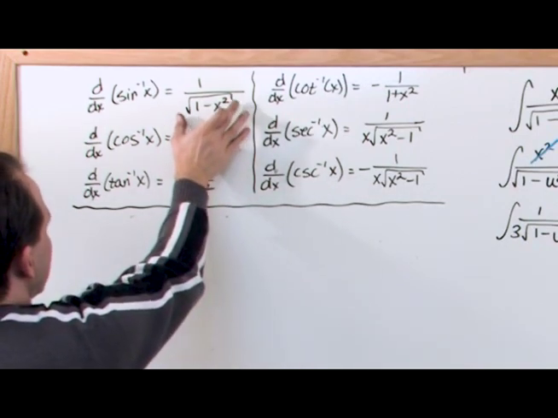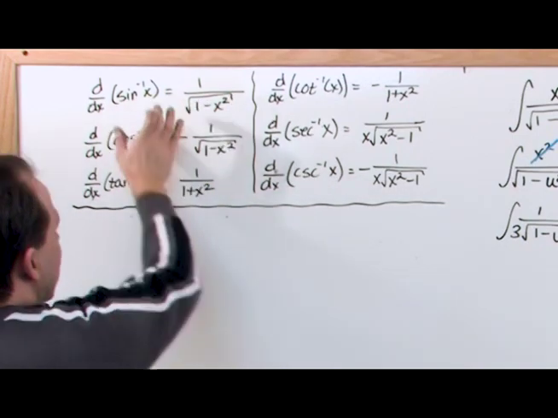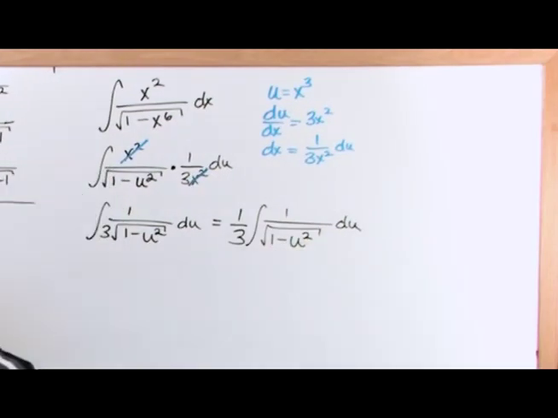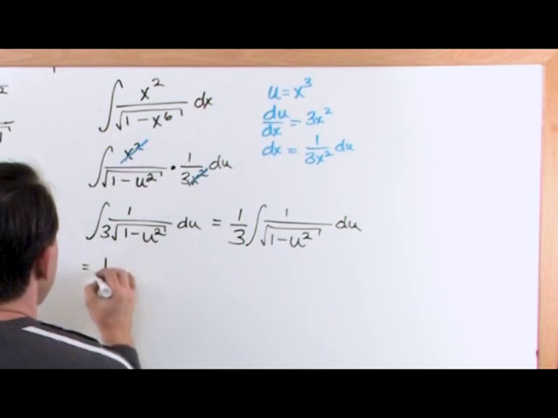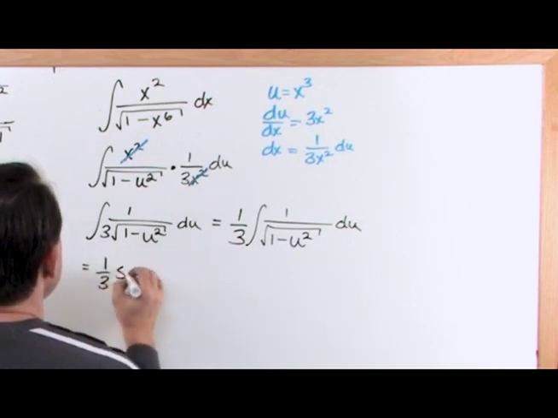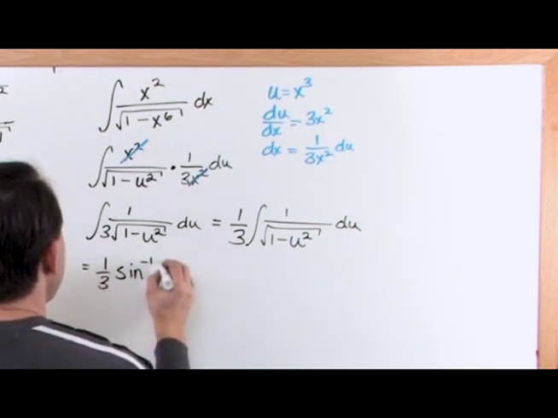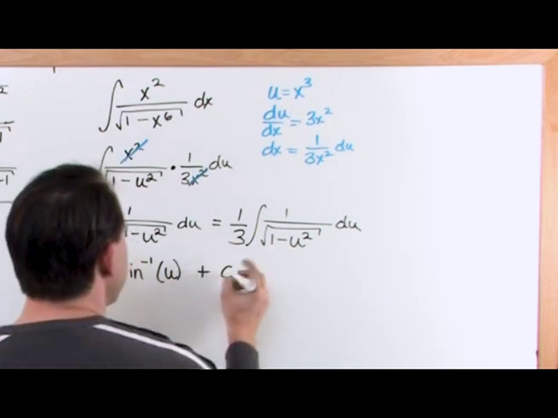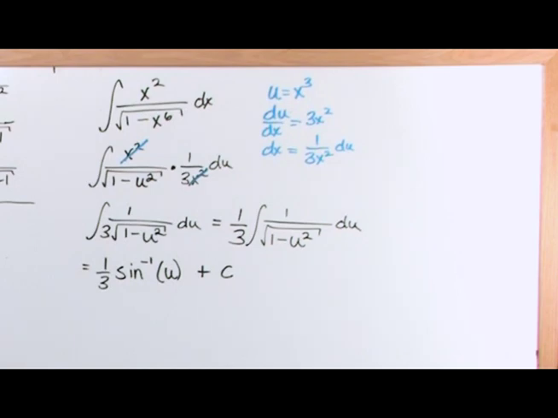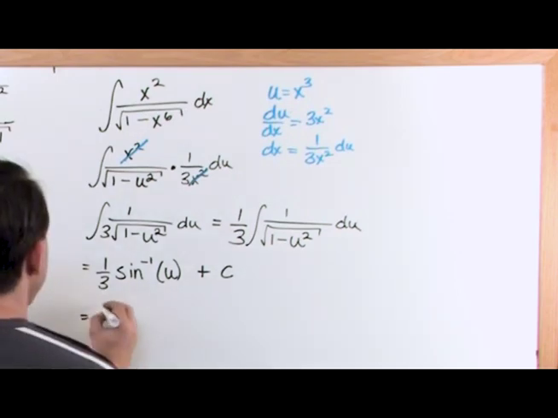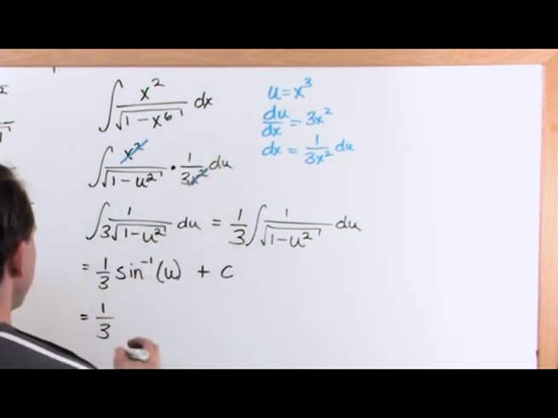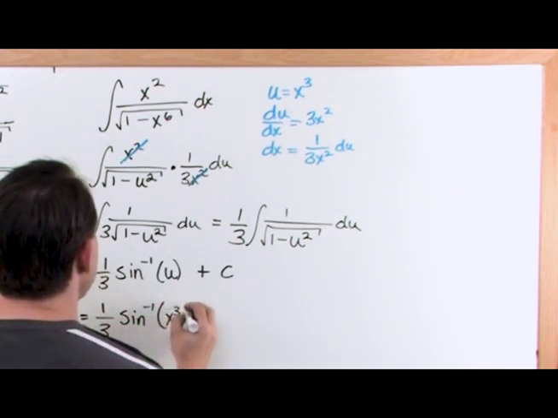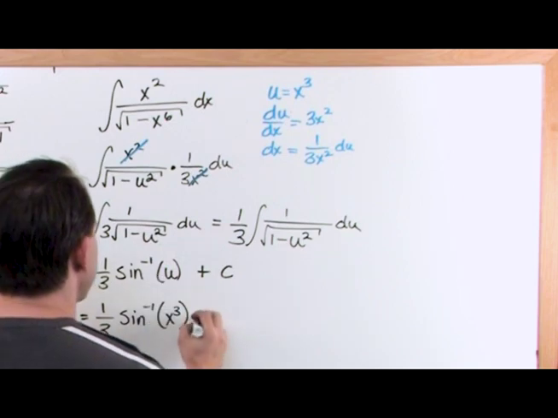Integral of 1 over root 1 minus x squared is the arcsine. This is the same thing. It's in terms of u, but it's the same exact thing. So this is going to equal 1/3 times the arcsine, or the inverse sine, of u, because this is in terms of u, okay, plus a constant, because this is an indefinite integral. You always have to add your constant, and then you just plug back in what you had for u, just like we always do for substitution. So it's the inverse sine of x cubed, because that's what u is equal to, plus a constant.